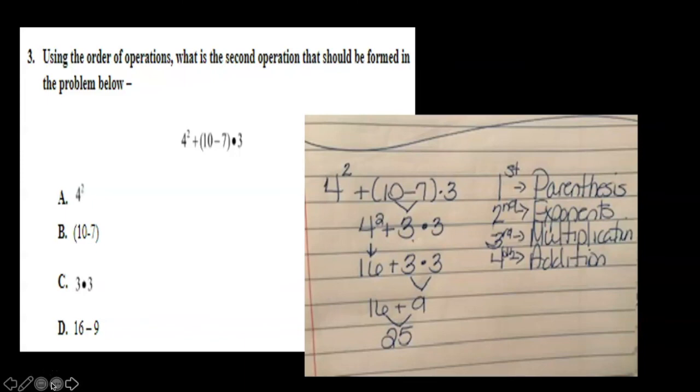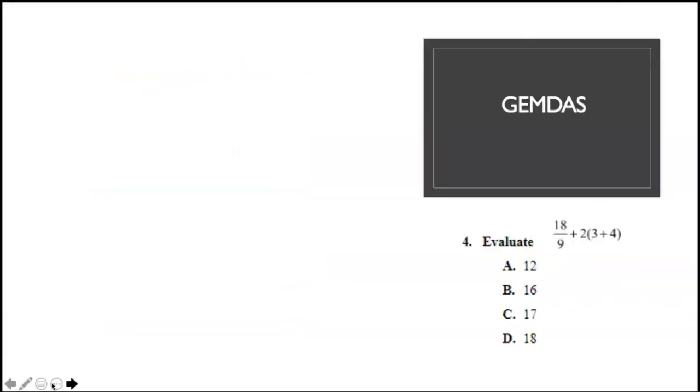So of course, the first thing we would have done was the grouping, which is 10 minus 7. That's the first thing. It asks us for the second operation, which in the second operation, it goes back to exponents. So our answer for this question should be A, because we would have already done the grouping of 10 minus 7. Okay, good job.